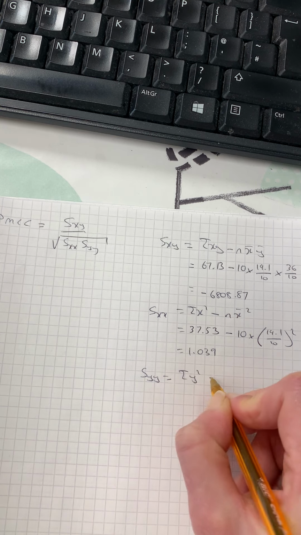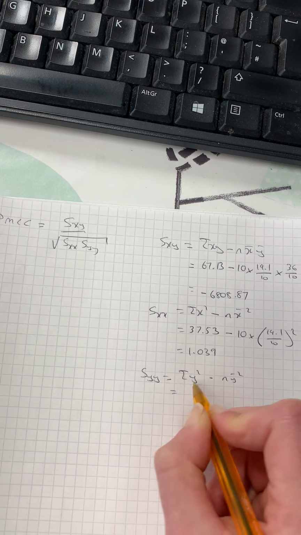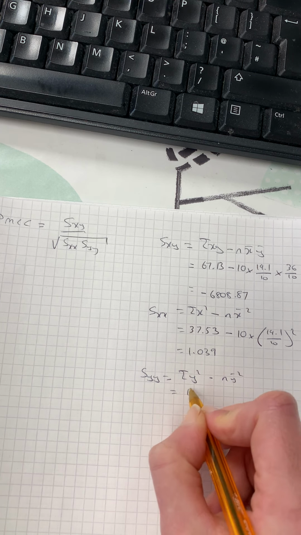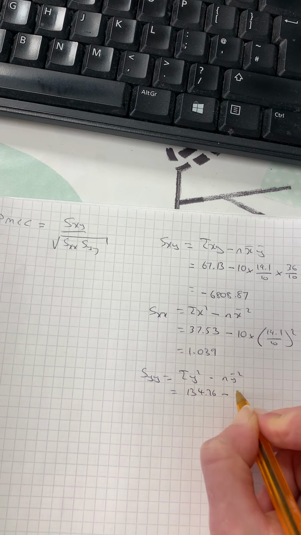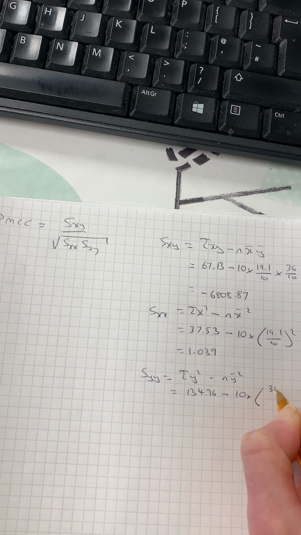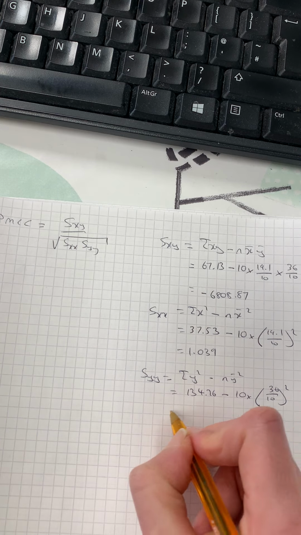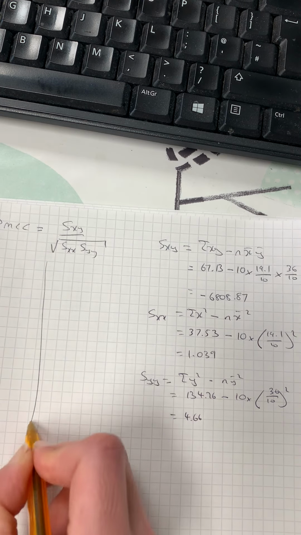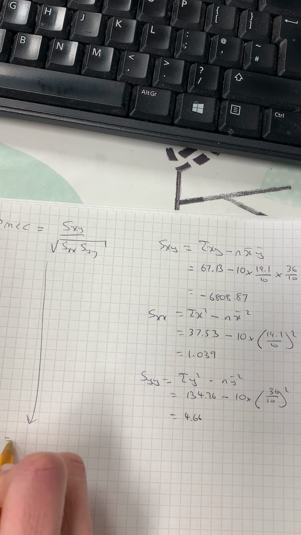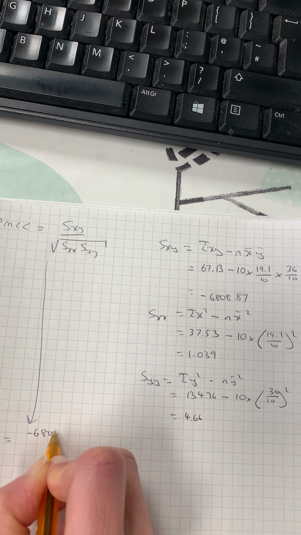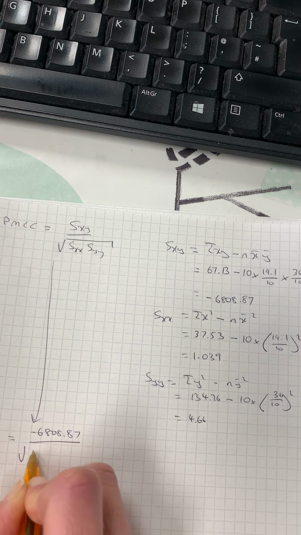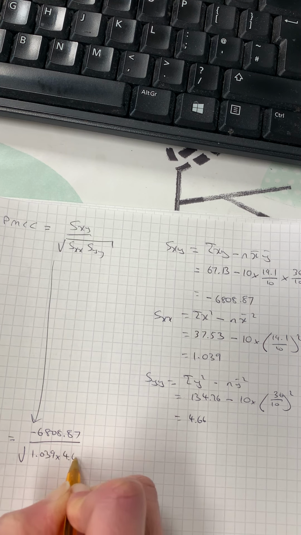SYY, doing the same for the y's, or the w's in this case. And hopefully these figures are correct. So it's 10 times 36 over 10 squared. Again, just plugging these in. So 4.26. I have got here 4.66, plugging those into the PMCC, minus 6808.87 over 1.039 times 4.66.